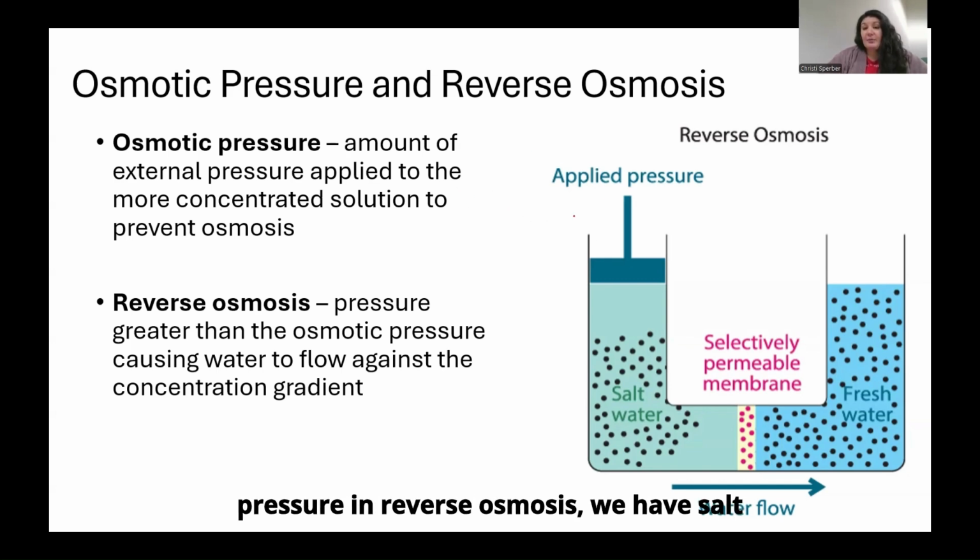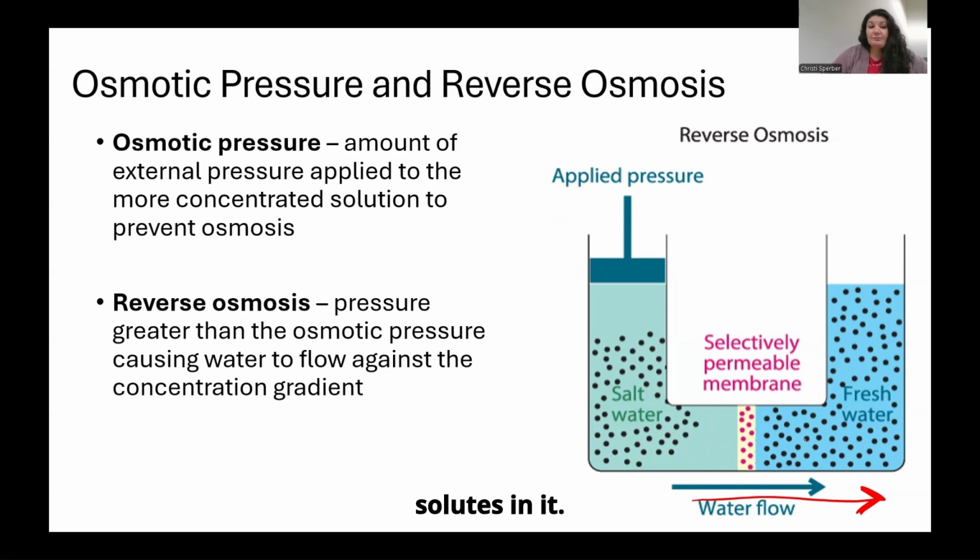So when we apply pressure in reverse osmosis, we have salt water and fresh water. Salt water has more solutes in it, but with applied pressure, we will have the water flowing towards the fresh water instead, causing the freshwater volume to increase, even though the freshwater had fewer solutes in it.